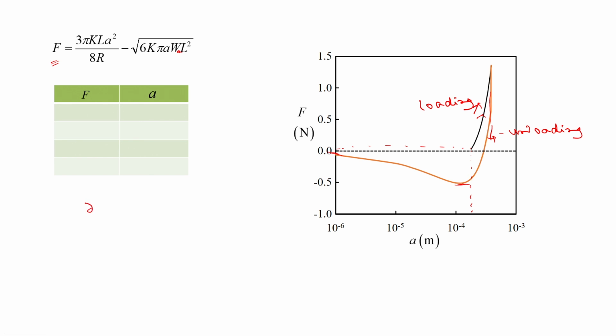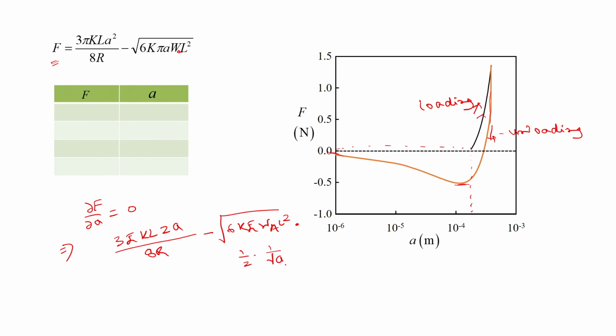That minimum load can be found out by writing del F by del A equal to 0, and that will be equal to, for example, 3 pi K L 2 A by 8 r, minus square root of 6 K pi W A L square, times square root of half, so it is square root of 1 by A, and this is equal to 0. Then we will get an expression for A cube here.